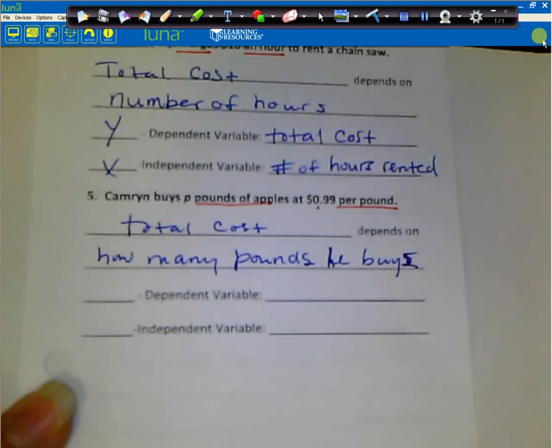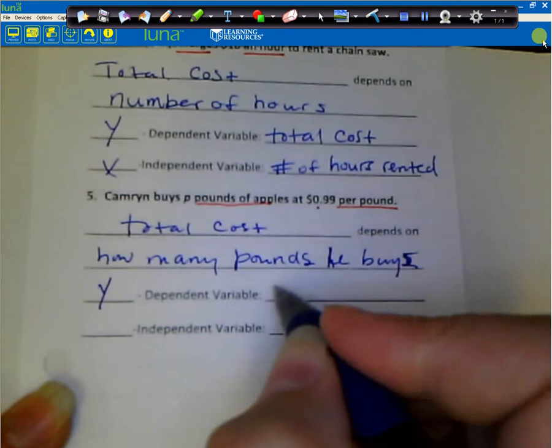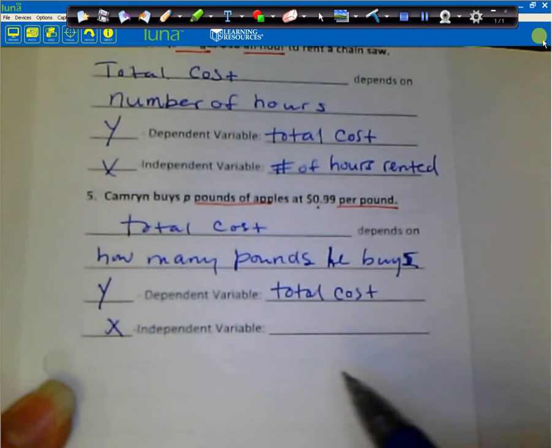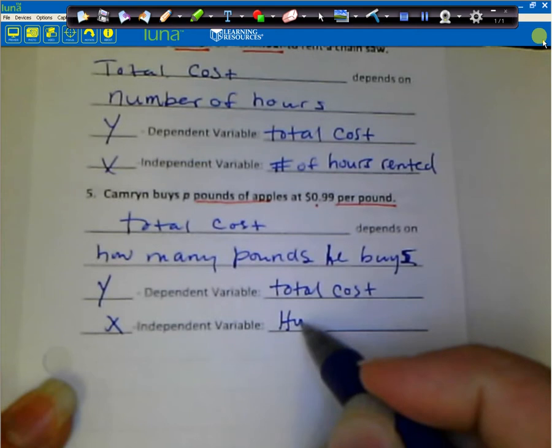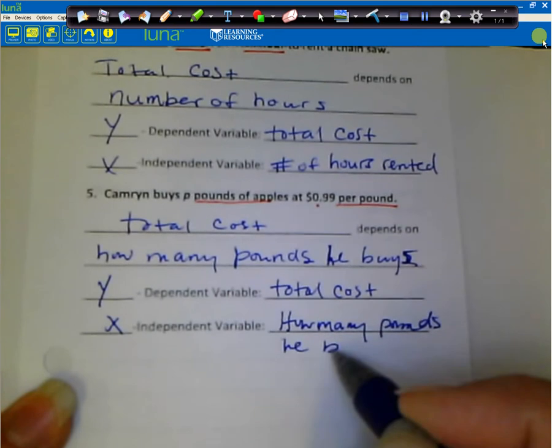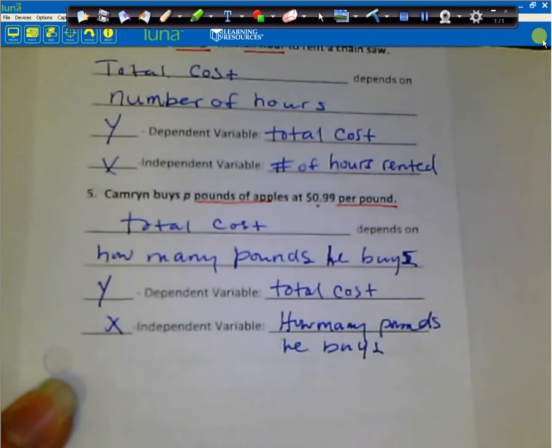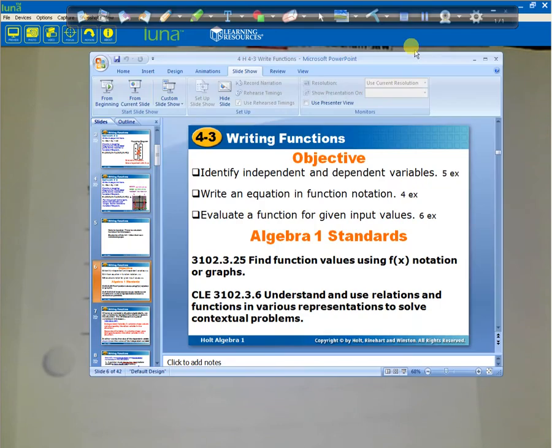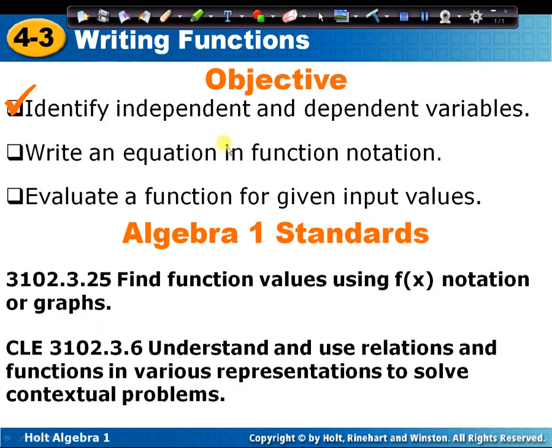So your dependent variable, again, is your Y. Your dependent variable is going to be the total cost because it depends upon your independent variable, your X, and that is how many pounds he buys. All right, so this covers our first objective, and now we're going to look at writing an equation in function notation.